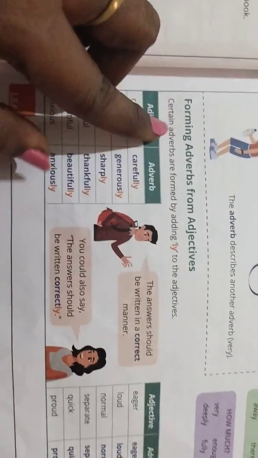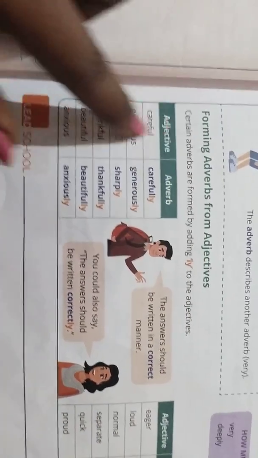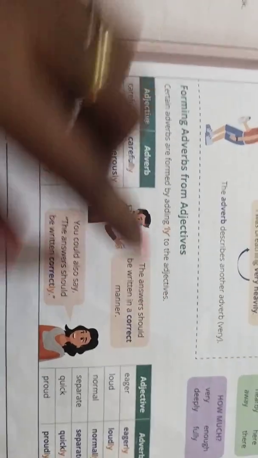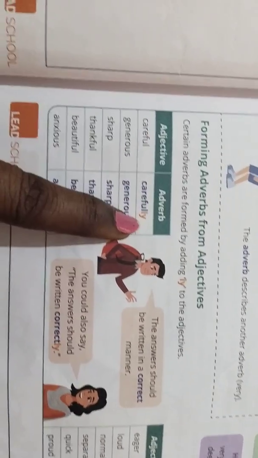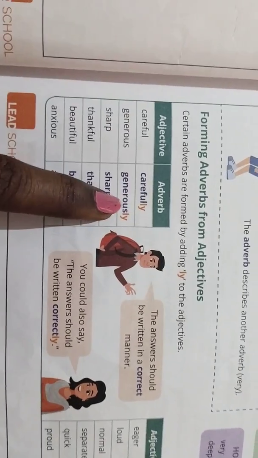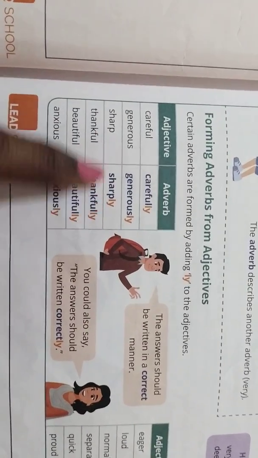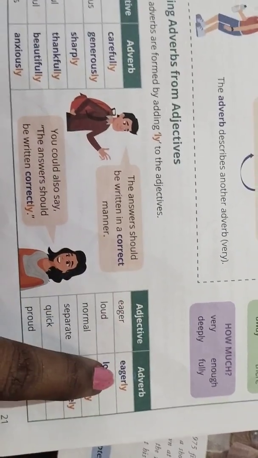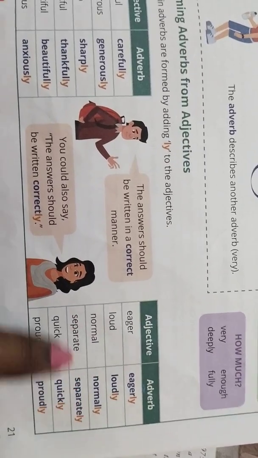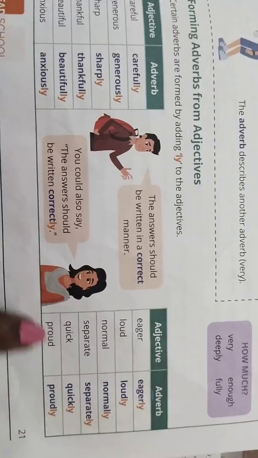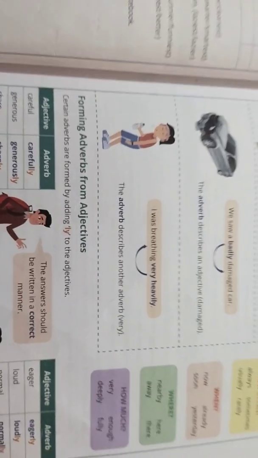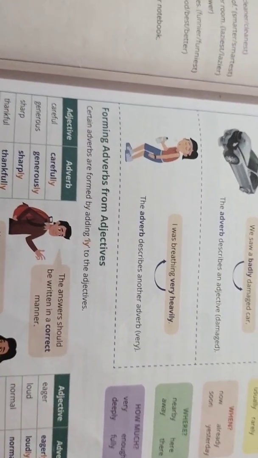And you can see forming adverbs from adjectives. Certain adverbs are formed by adding ly to the adjectives. So you can see the adjectives followed by the adverbs here. Careful, carefully, ly is added. Generous, generously, ly is added. Sharp, sharply. Thankful, thankfully. Beautiful, beautifully. Anxious, anxiously. Eager, eagerly. Loud, loudly. Normal, normally. Separate, separately. Quick, quickly. Proud, proudly.